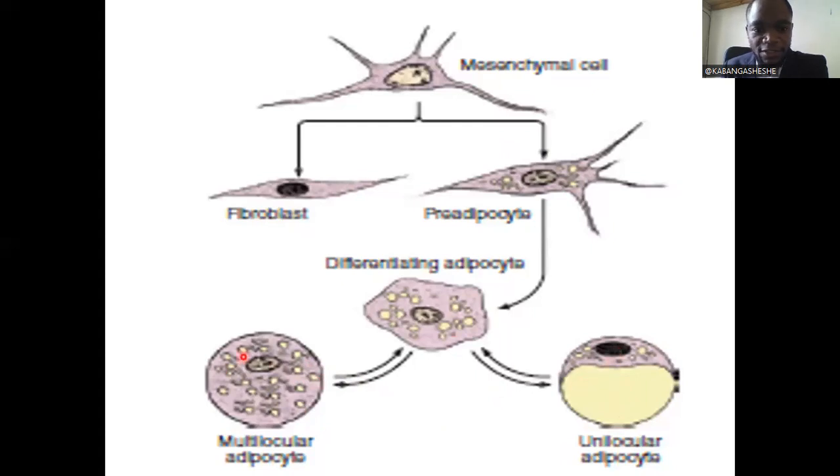So if you observe these two cells, they are different. This is a nucleus, that is a nucleus. Now, brown adipose, instead of storing fat as a single droplet, it stores fat as multiple droplets. So you see these, several of them filling up the cytoplasm. Whereas white adipocytes store fat as a single droplet.